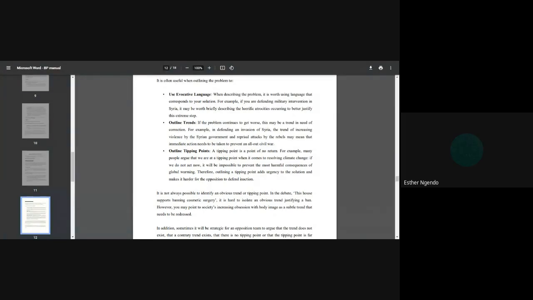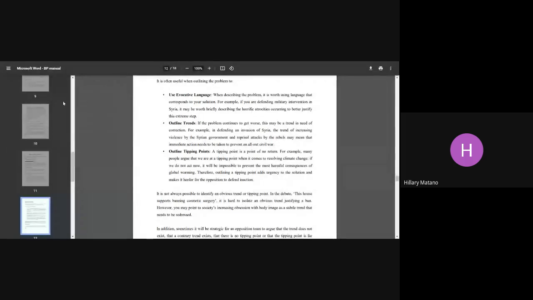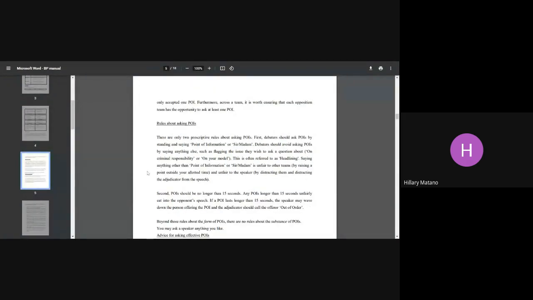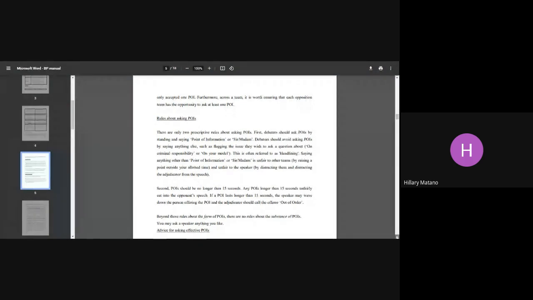Do points of information add to someone's marks? To some extent it does, because if you ask a very strong POI that deconstructs the case that has been presented on the floor, it adds value to your argument, to the case that you are presenting. If you ask a very shallow POI, it sort of negates the value that you would have gotten. Any other question?